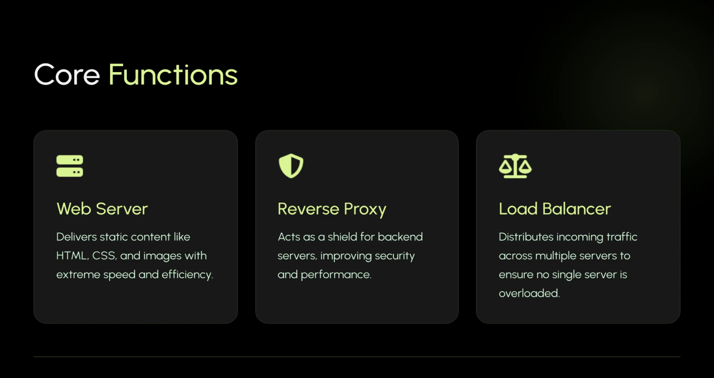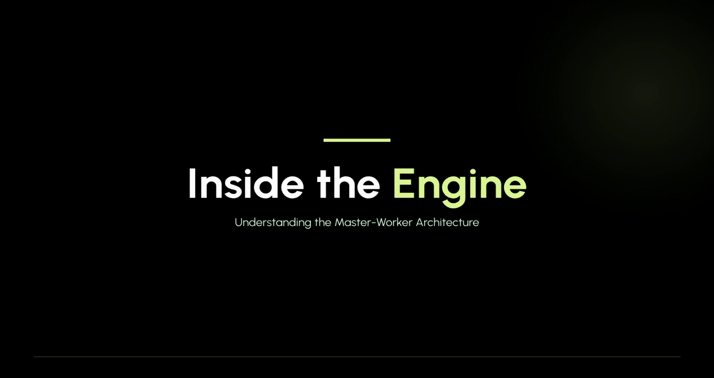Three, load balancer. If your application runs on multiple servers, NGINX can distribute traffic among them so that no single server gets overwhelmed. Think of it as a smart traffic controller for your application. Now let's look under the hood. One of the biggest reasons NGINX performs so well is its master-worker architecture. This architecture separates management tasks from traffic handling tasks, and that keeps everything highly efficient.